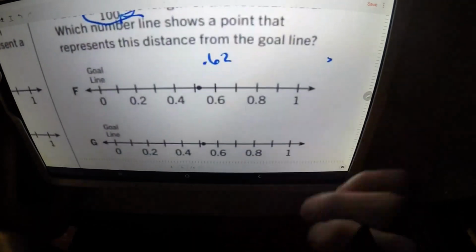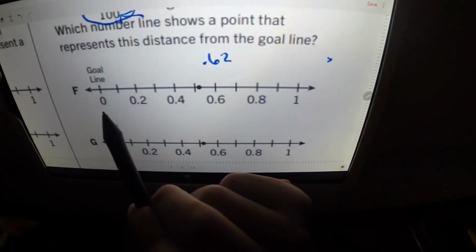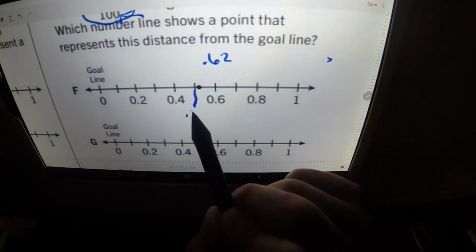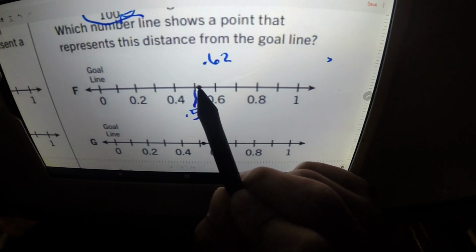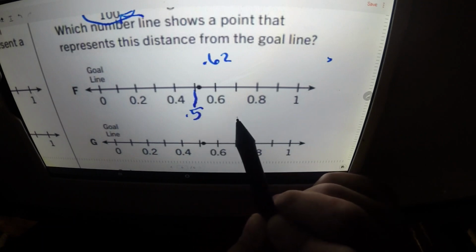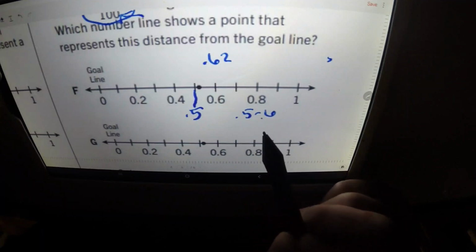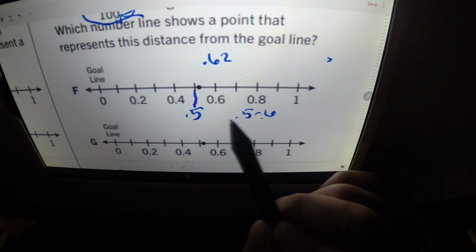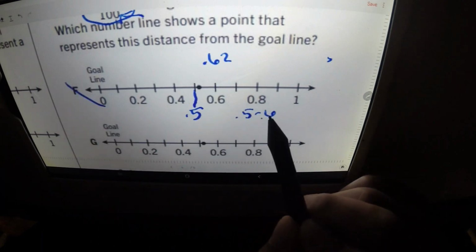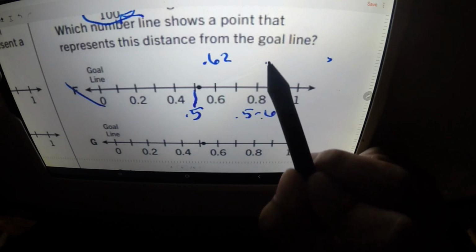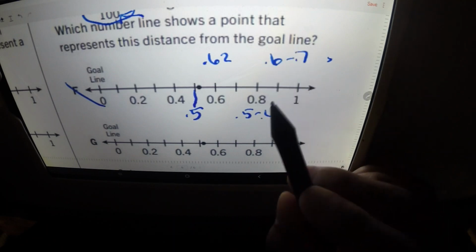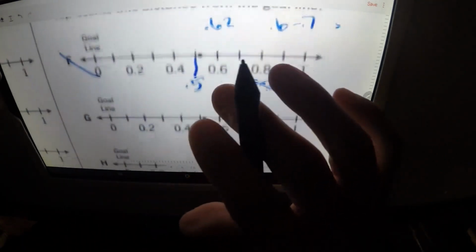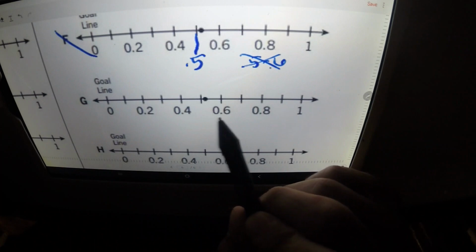Okay. So now let's look at F. This point right here, see 0.4, 0.5. So this dot here is in between 0.5 and 0.6. Well, 0.62 is not in between these two numbers, so we know this is not our answer. 0.62 is going to be somewhere between 0.6 and 0.7. This is not where it's going to fall. So F is wrong.